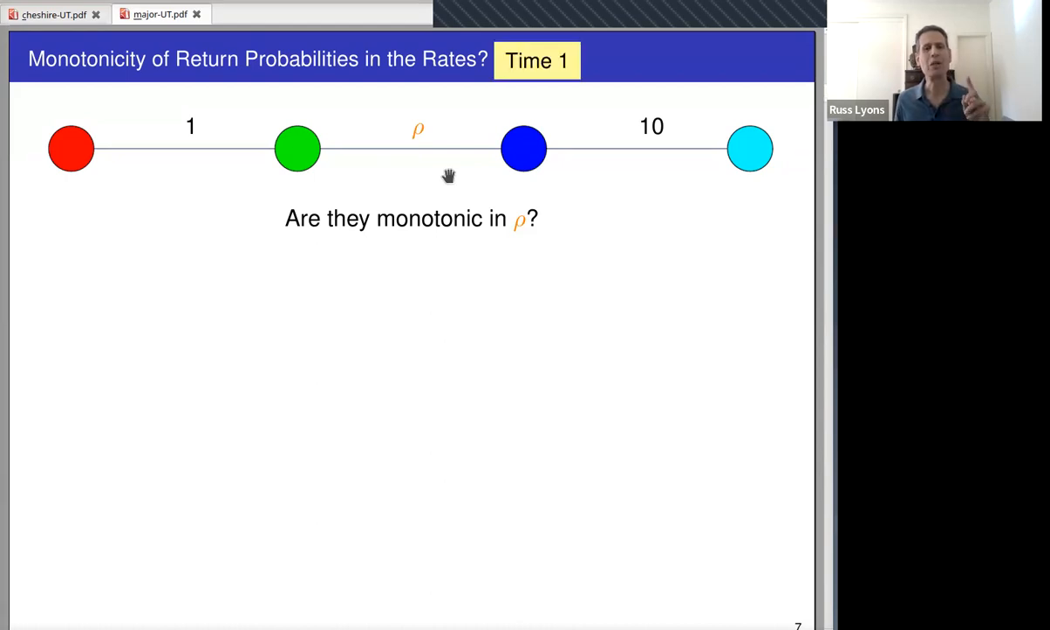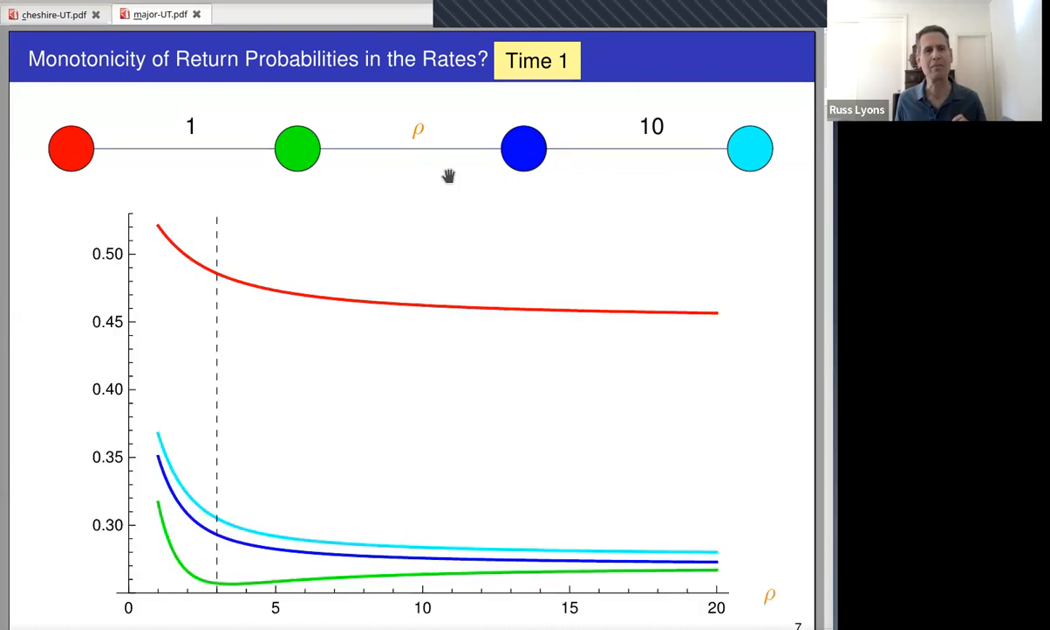I forgot to say, we should look at some time, because we're increasing just the rate, so we should just fix some time. And here they are at time 1. Rho was increasing. I changed it from 1, of course you could go from 0, but from 1 over to 20. And the one that's non-monotonic is this green one here, the second one from the left.